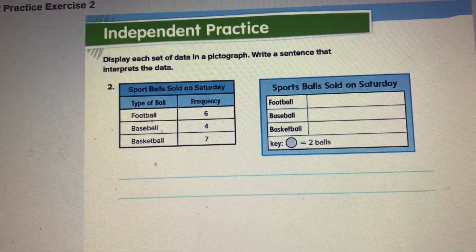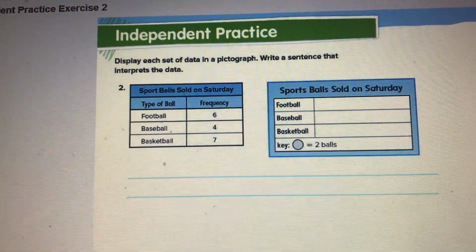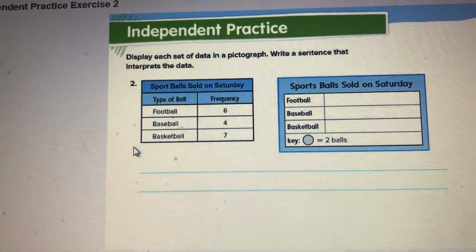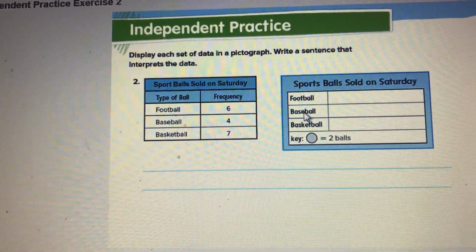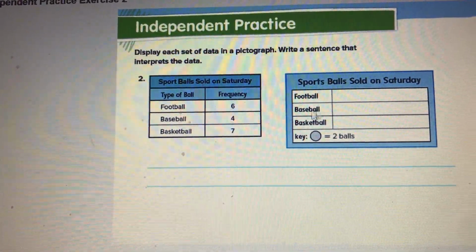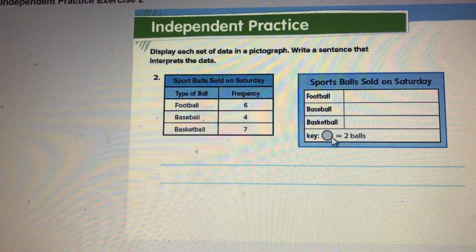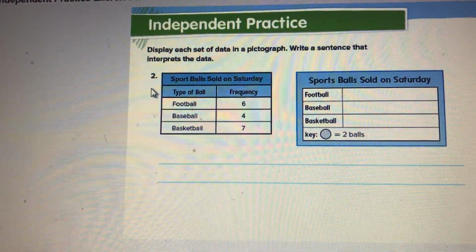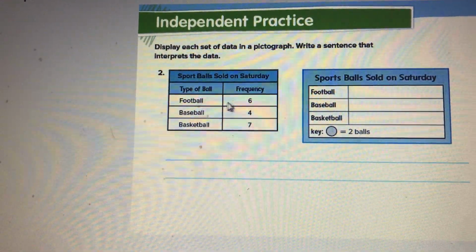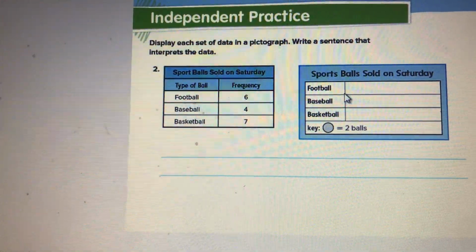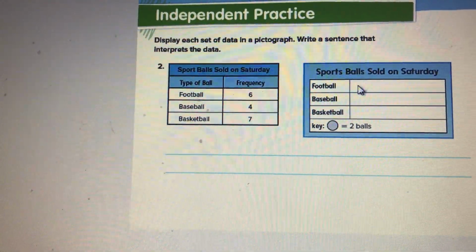Display each set of data in a pictograph. Write a sentence that interprets the data. So they want you to take the information from here and put it over here. First thing I need to do is make sure the titles are the same. Look at the key. Each circle represents 2 balls. So if I have football and in the frequency chart it says 6, how many pictures am I going to draw over here for football?